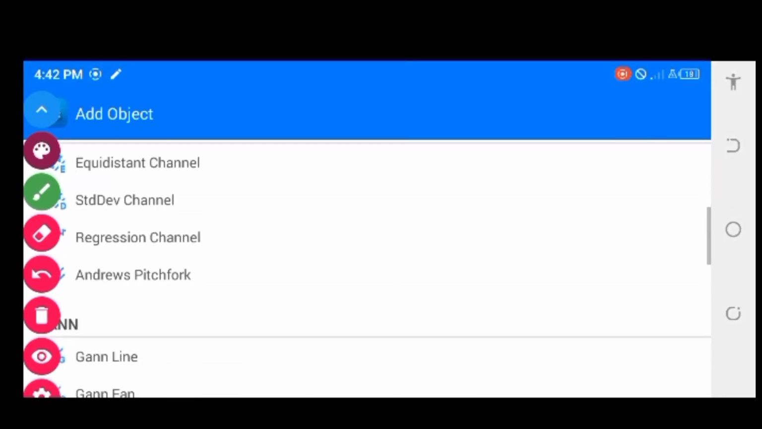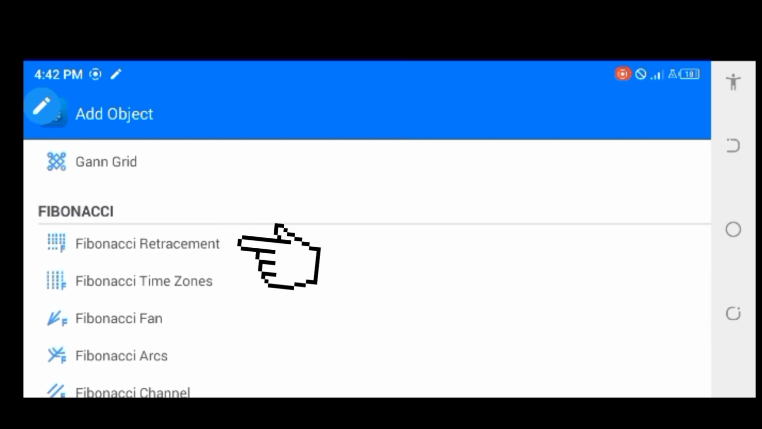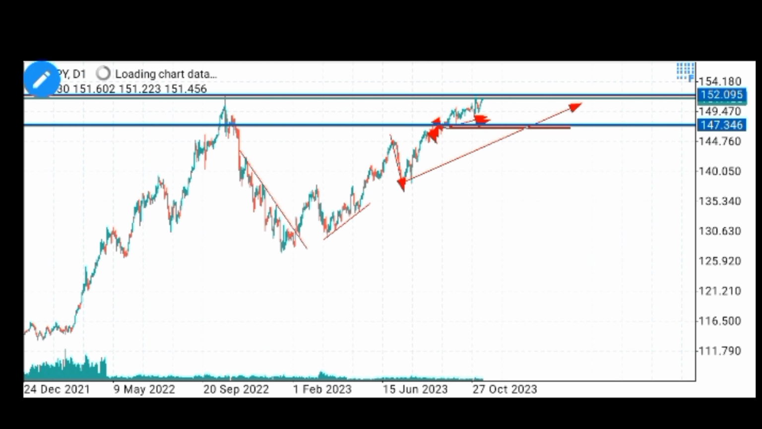When you scroll, you are going to see this Fibonacci retracement. You can see this is the F sign I was telling you about. If you're using a PC, it's just going to be at the top left corner of your screen. You're going to see this symbol there, so all you do is click on Fibonacci retracement. And this is how you do it.